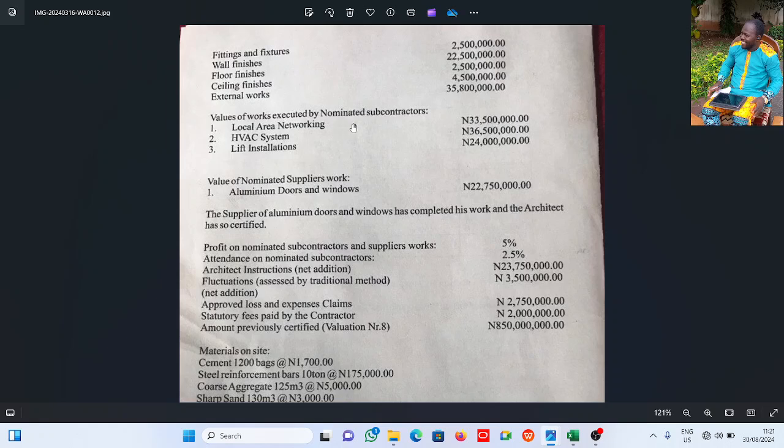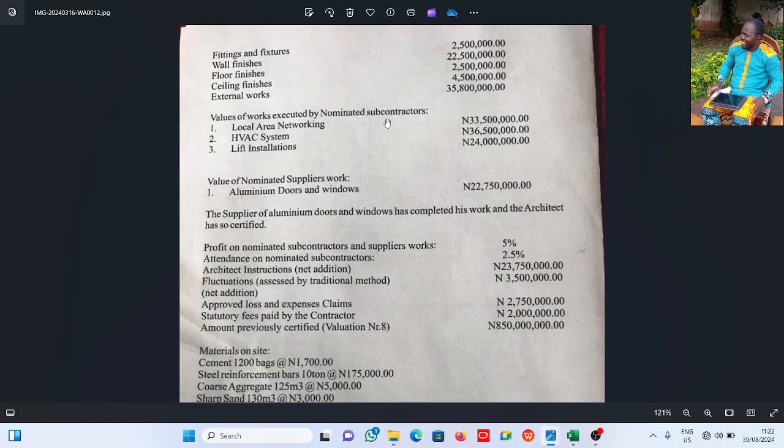Now, values of work executed by nominated subcontractors: the local area network, HVAC (heating, ventilation, and air conditioning), and lift installation. Then the value of nominated suppliers' work. So this question is packed like amazing. It encompasses many things that you see in valuations. Part one was quite straightforward, but this is an amazing question to work with.